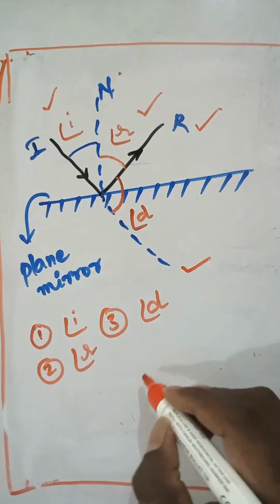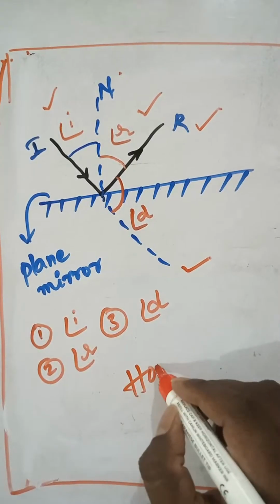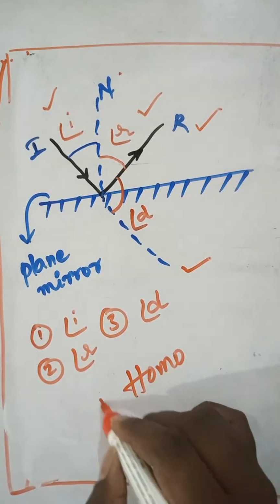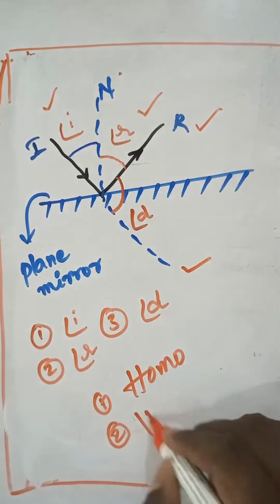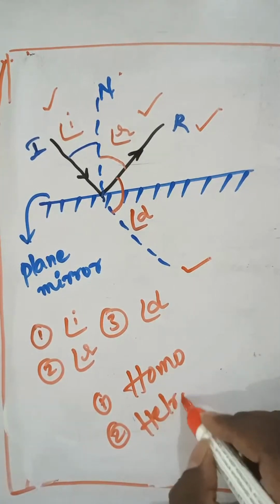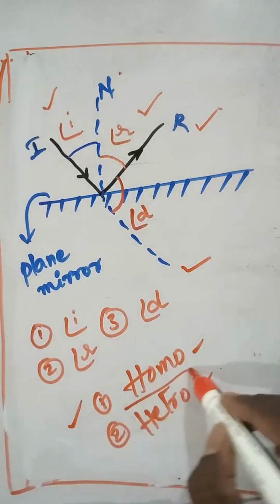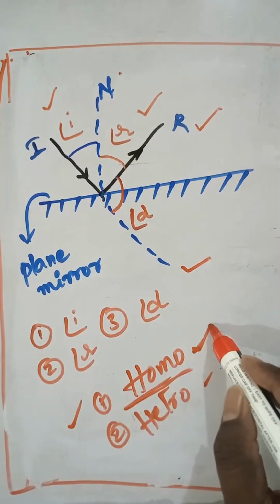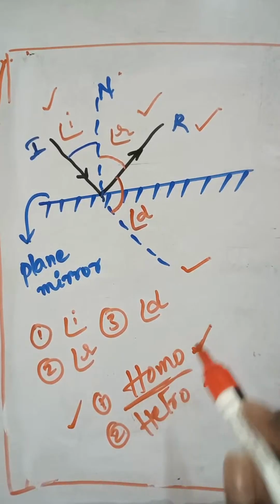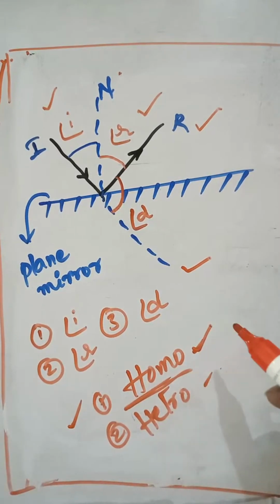Normally there are two types of mediums: homogeneous medium and heterogeneous medium. In a homogeneous medium, light rays will move in a straight line because the particles present in the medium exhibit the same nature.